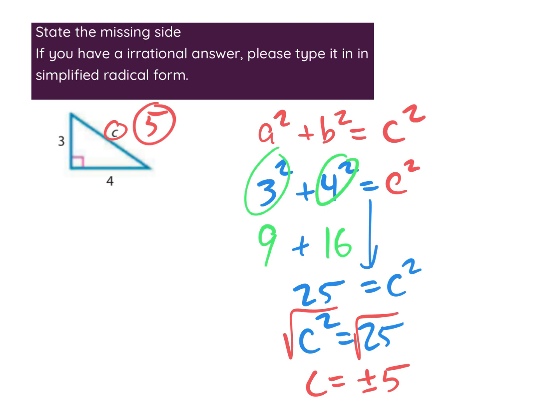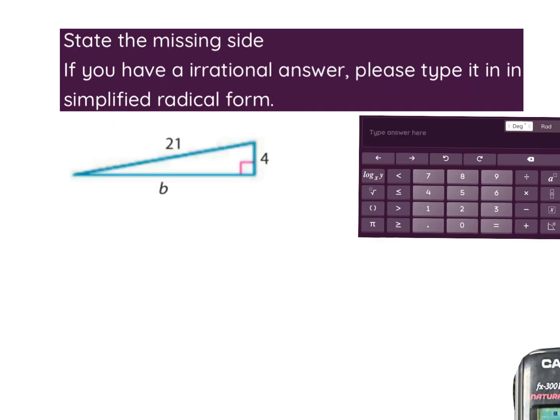So 5 is the correct answer. Here's another. And again, you're going to set up the Pythagorean theorem: a squared plus b squared equals c squared. A is this value, 4.